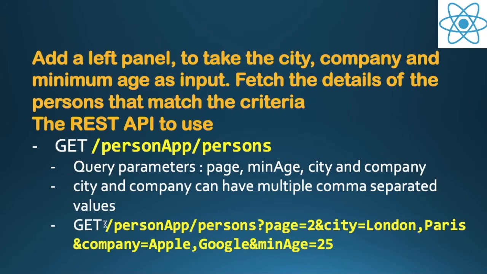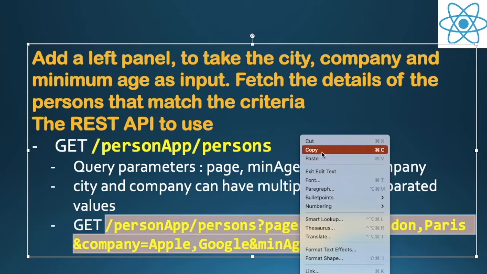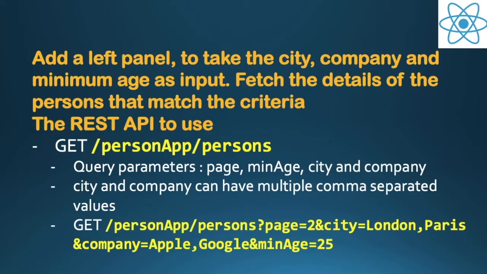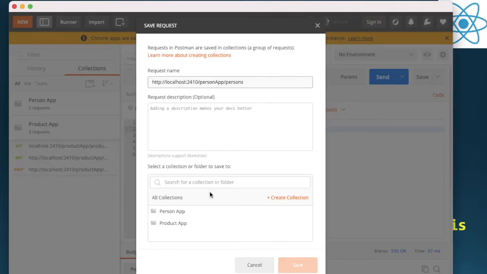And a sample has been given to us: /personapp/persons?page=true&city=London,Paris&company=Apple,Google&minAge=25. So let's just copy this, and we will use this in our Postman. So let's go to our Postman. Let's first save this.